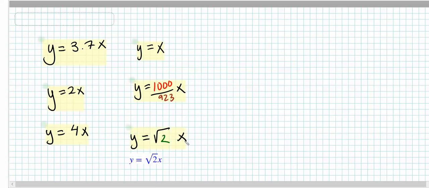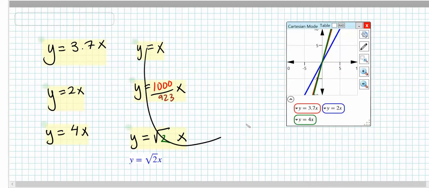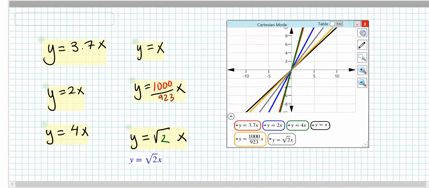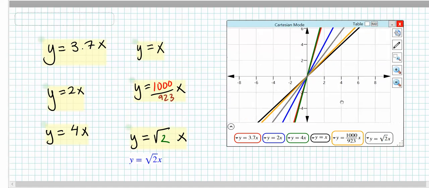Okay, so I'm going to put these on a graph. Do you guys notice anything? Do you see anything that's kind of interesting about those graphs? What do you see, Brian? They all cross the origin. Nick, what were you going to say? X equals 0. Yeah, and y equals 0. Yes.